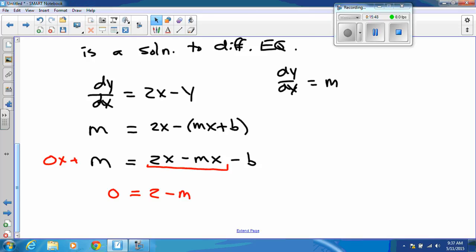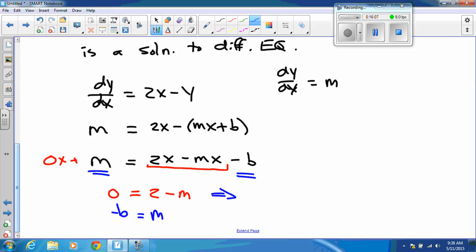Likewise, the constants here have to be equal to one another in order for these to be equal. So m equals negative b. All right, putting it together, what value of m do we have? M equals 2. And what value of b do we have? Negative 2. Yep. And this gives me my m and b.